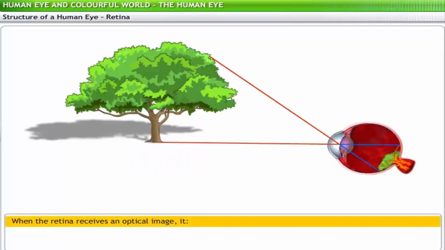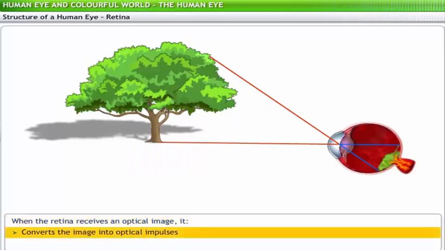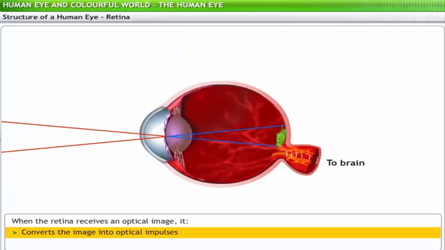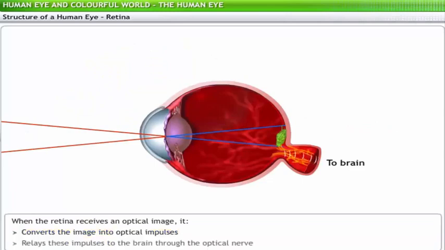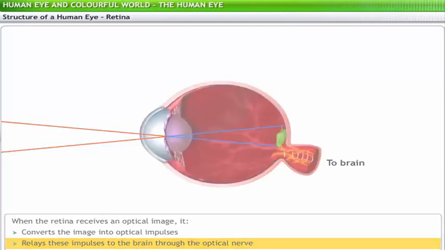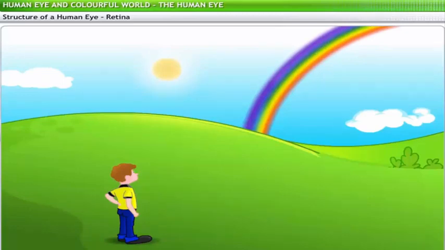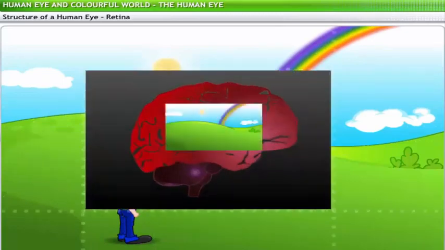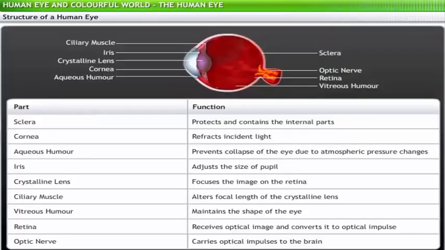When retina receives an optical image, it converts the image into optical impulses and relays these impulses to the brain through the optical nerve. The brain then interprets these signals to an image of the object viewed through the eye. That's how the eyes help us to see. Here is a quick summary of the various parts of the eye and their functions.